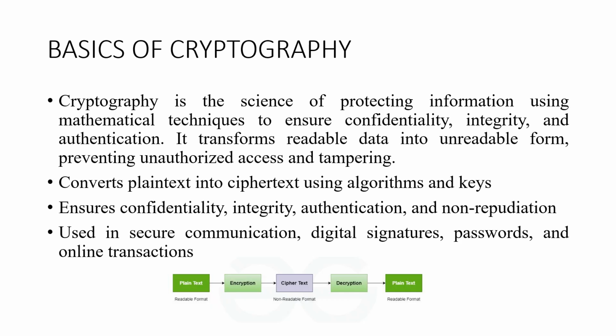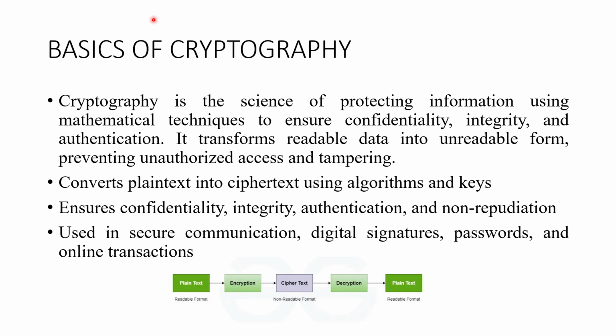Here are some important components that we need to learn before entering into cryptography. First, what is plain text and what is ciphertext? Plain text is the original message, while ciphertext is the encrypted unreadable version. Next one, encryption. Encryption means we are going to convert plain text to the ciphertext, and decryption means ciphertext to the plain text using keys.